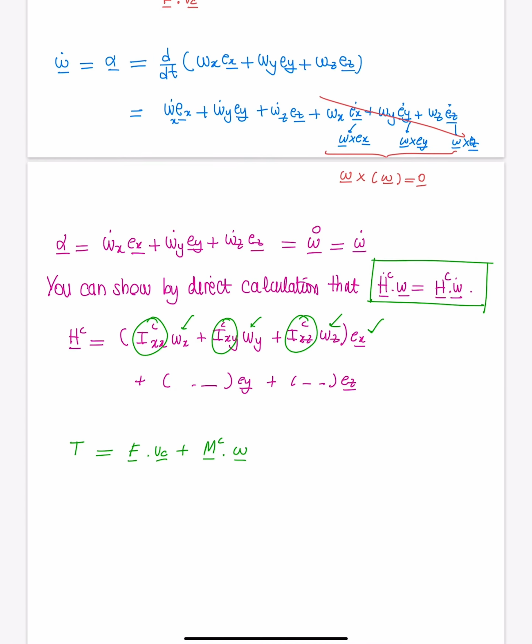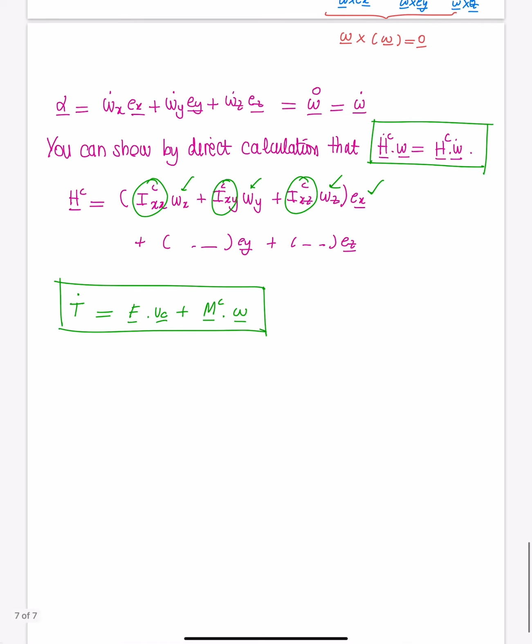Okay, and that's T dot, our work-energy theorem. That's the derivative form. If I integrate with respect to time, I will get that TB minus TA is equal to the integral from TA to TB of F dot Vc dt, the sum of the forces acting on the system, now equivalently acting on the center of mass, dotted with the velocity of the center of mass, plus the work of a moment, that's a new concept, that's just equal to the integral of the moment dotted with the angular velocity of the body dt.